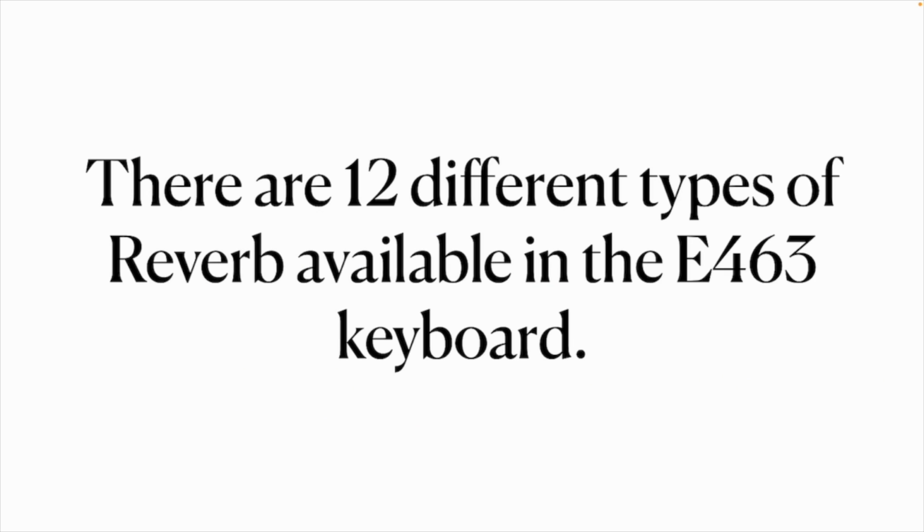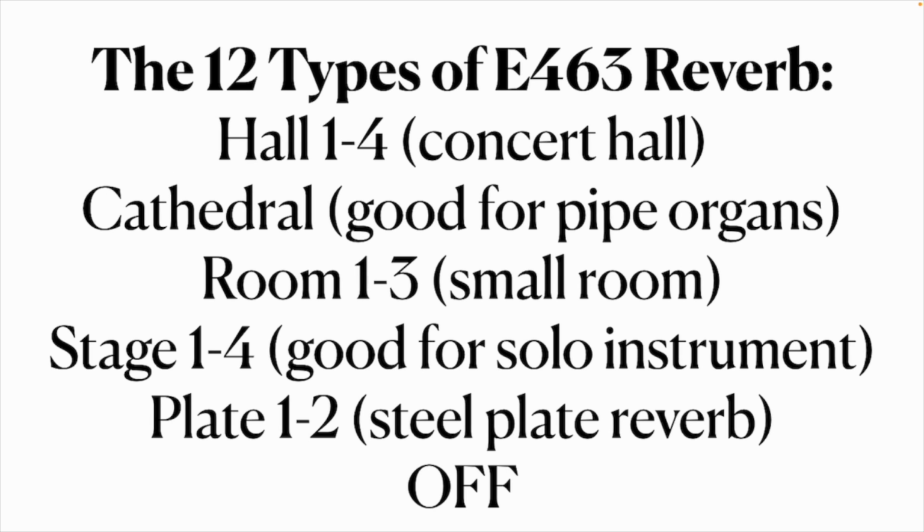That's reverb. There are 12 different types of reverb available in the E463 keyboard. And here they are. There is Hall 1 through 4. Hall 1, Hall 2, Hall 3, Hall 4. What's the difference in them? Hall 4 simply has more reverb in it than Hall 1. And this is what it would sound like if you were playing in a concert hall.